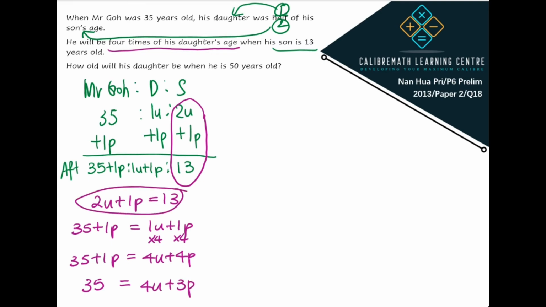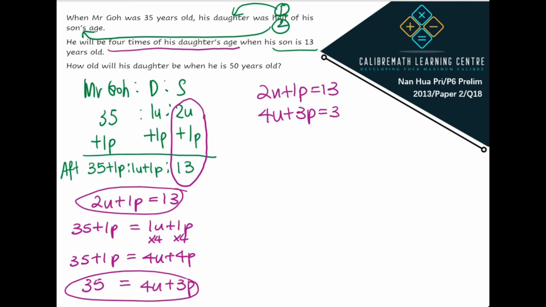Now that we have these two statements, we're going to write them again over here. So 2 units plus 1 part is equals to 13. And the other one is 4 units plus 3 parts is equals to 35. Now the question wants you to find how old will his daughter be when he's 50 years old. So let's start by finding the 1 unit. Now to solve for the 1 unit, we need to make the parts the same. And so you can use your let's kill strategy here and eventually be able to solve that your 1 unit is equivalent to 2.